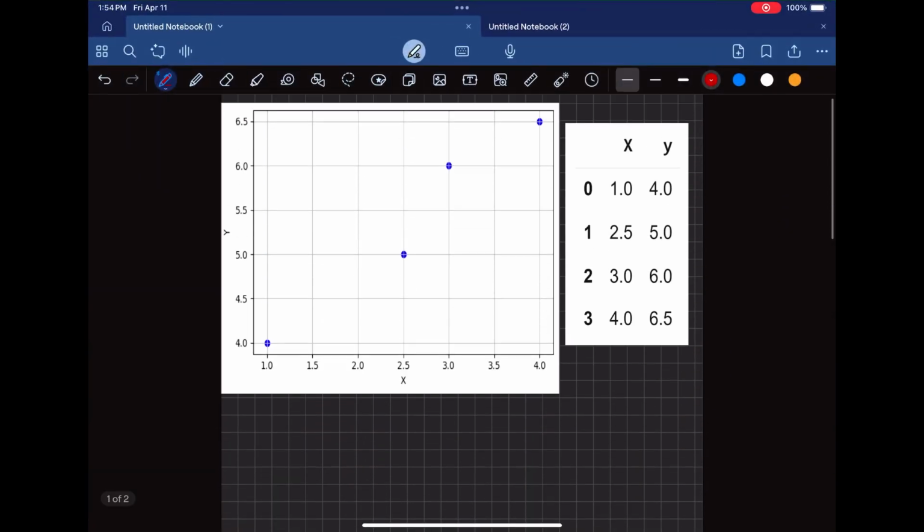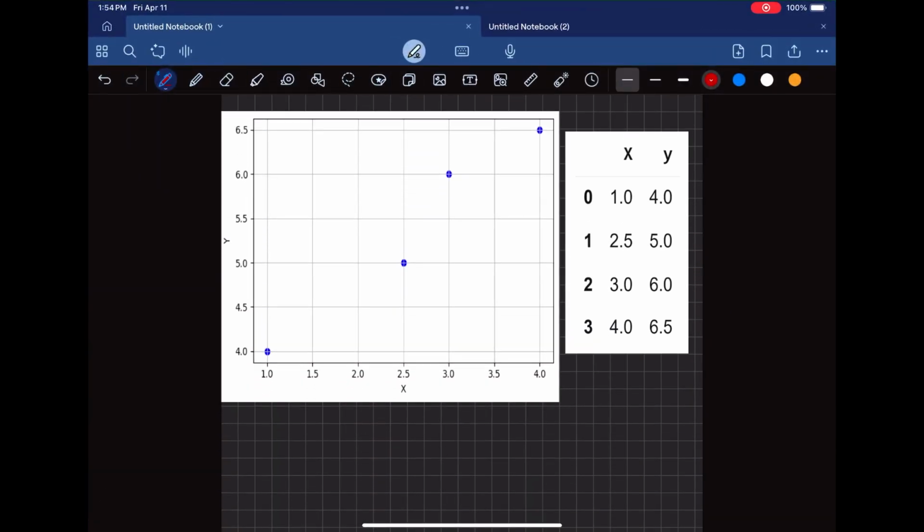Hello guys, in this video we're going to discuss linear regression. Let me take an example of data points so that we can understand the model in a much clearer and better way. We have x and y, two features. We need to predict y based on x. So x is a feature and y is the predicted variable. It means x is the independent variable and y is dependent on x.